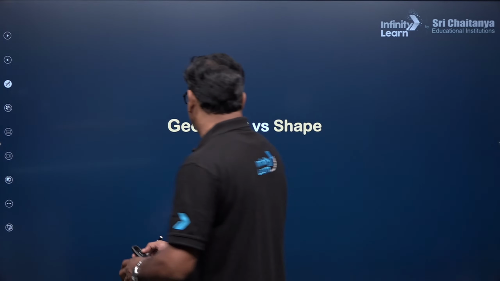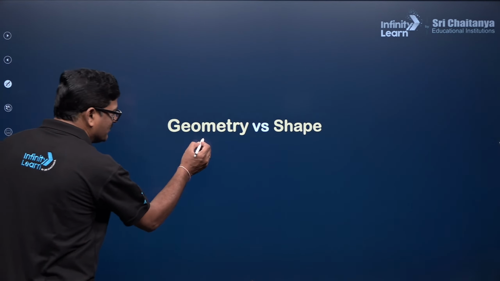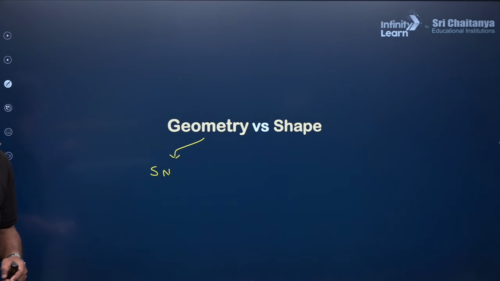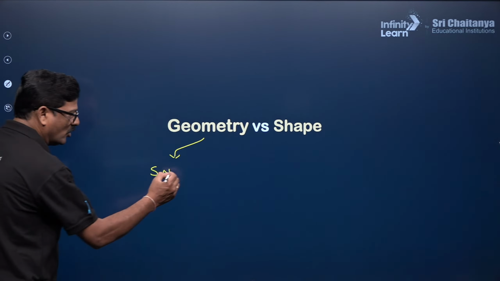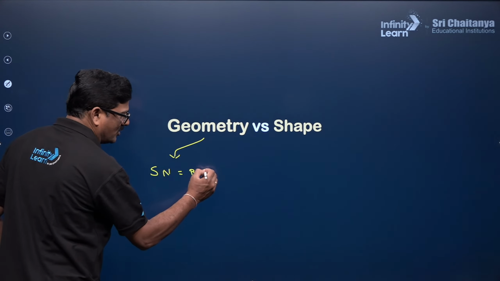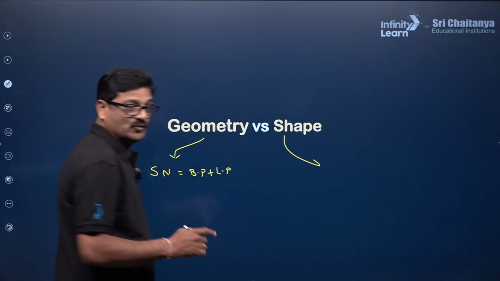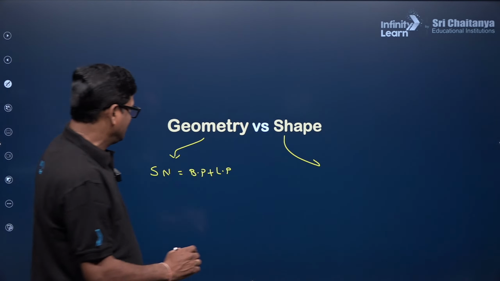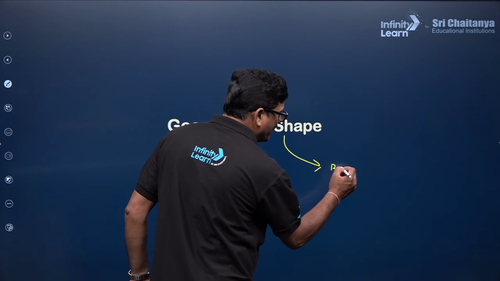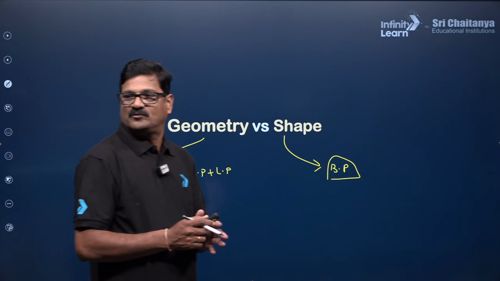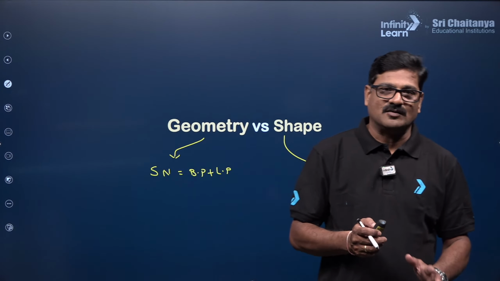So the geometry is given by the steric number, Sn, the total number of lone pairs as well as bond pairs, while the shape is governed by only the bond pairs. So only the bond pairs are going to give the shape. So shape alag hoga beta, and geometry alag hoga.